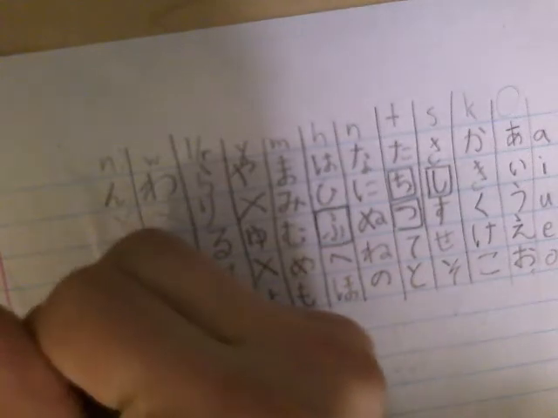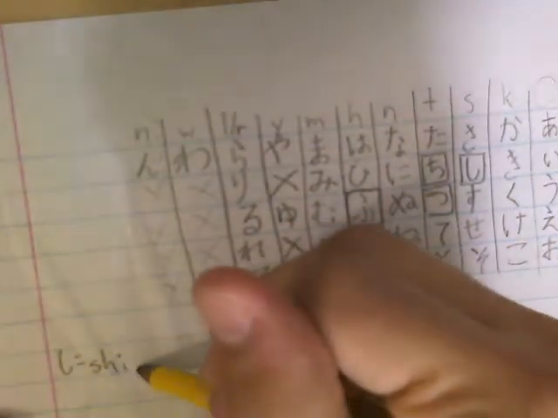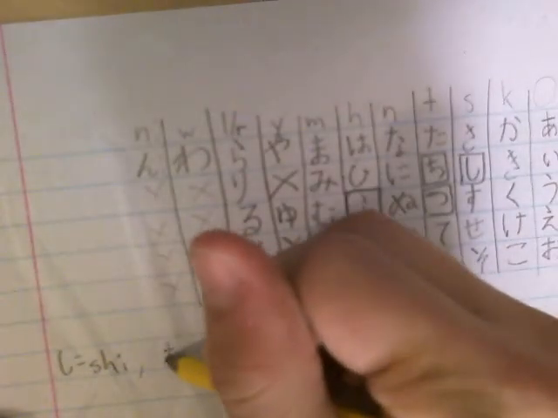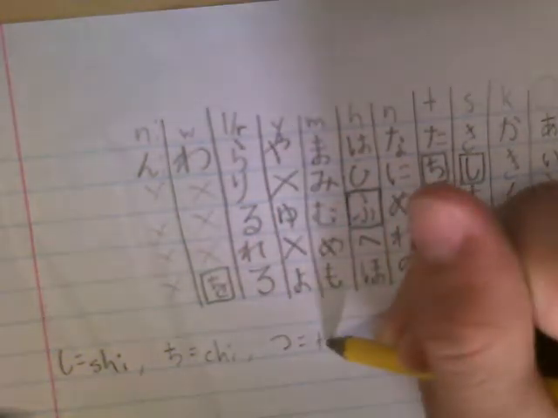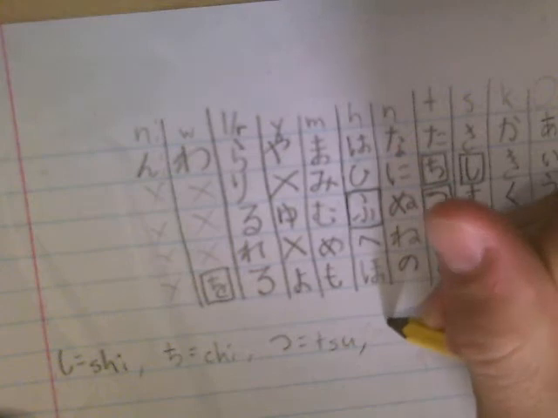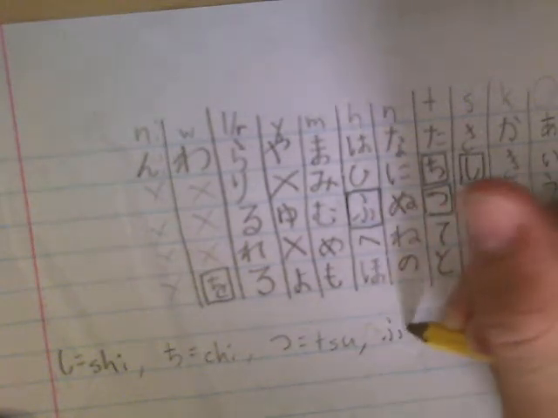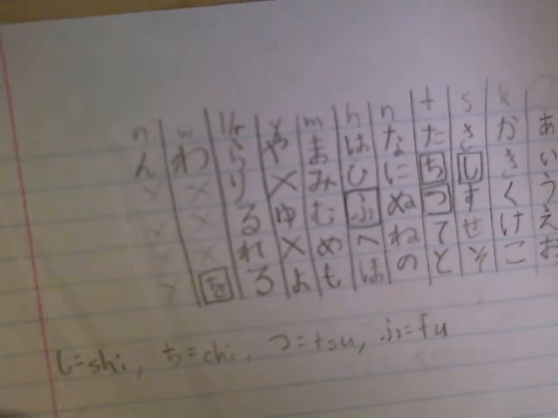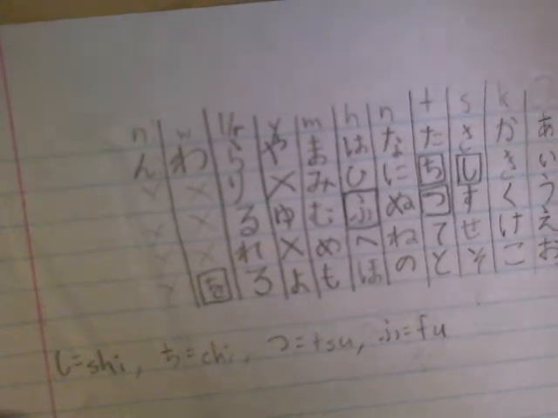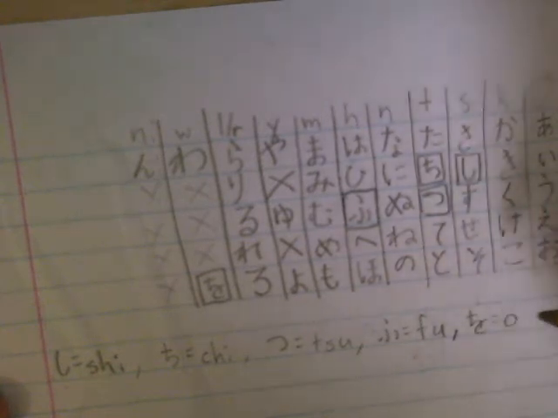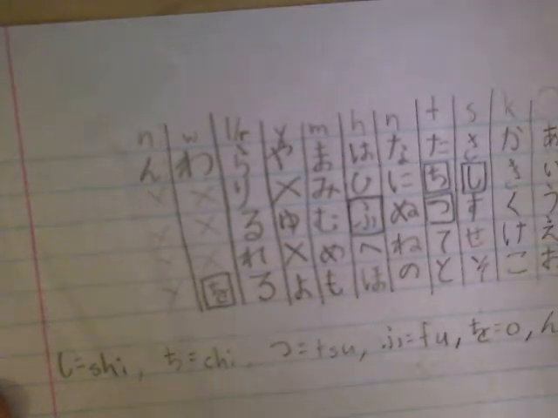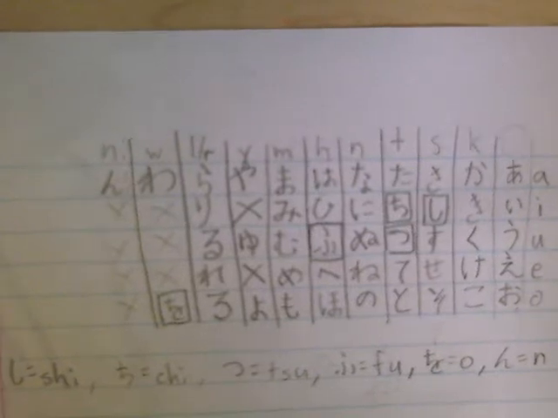Okay, so first of all, let's go back through these odd sounds that we had. First, we had this one here. This is shi. Okay. Then we had this here, chi. The next one down, tsu. The next one, which is written hu, but it's not pronounced that way. Remember, it's fu, fu. And finally, this guy is o, and this guy is n. Okay? So, there we have it.